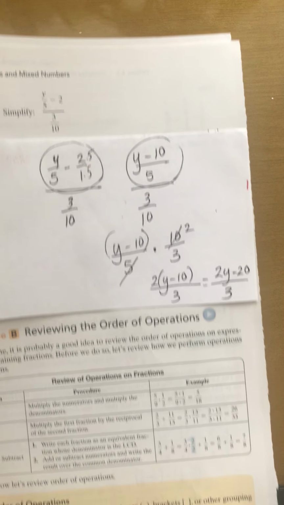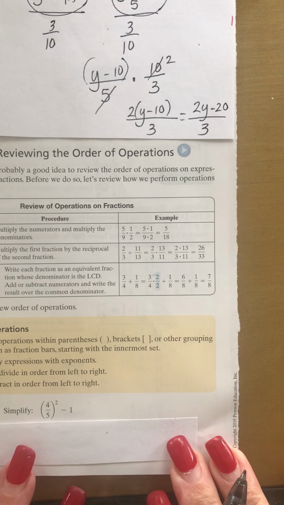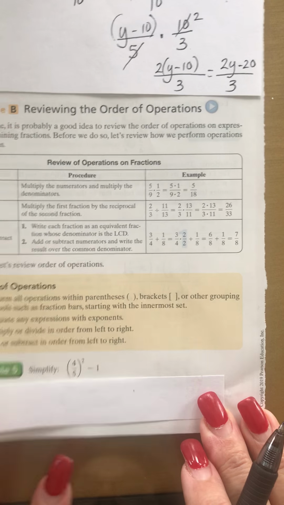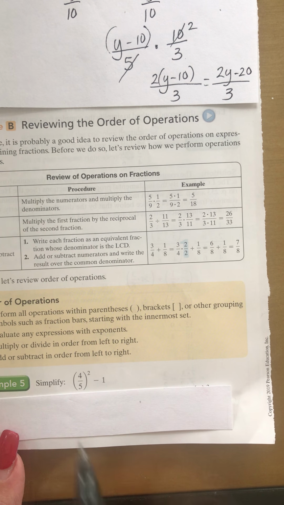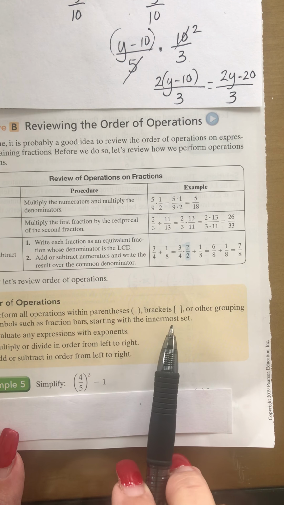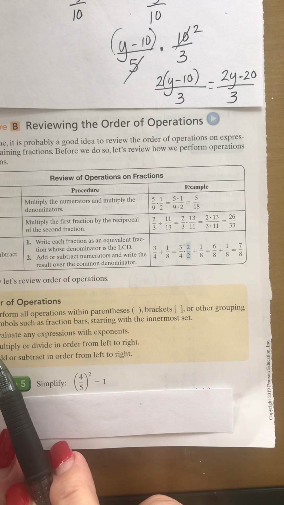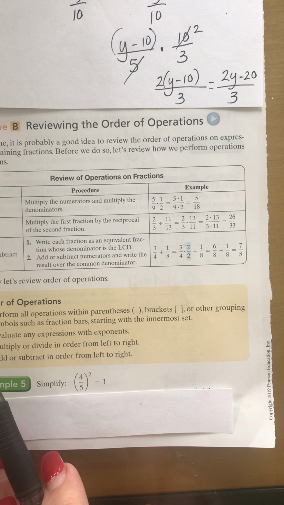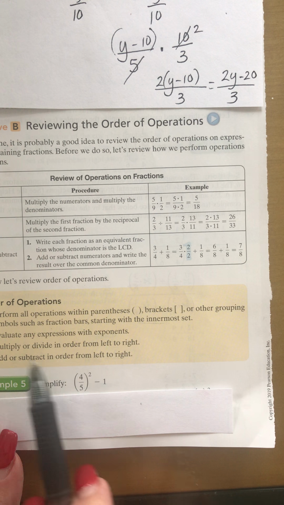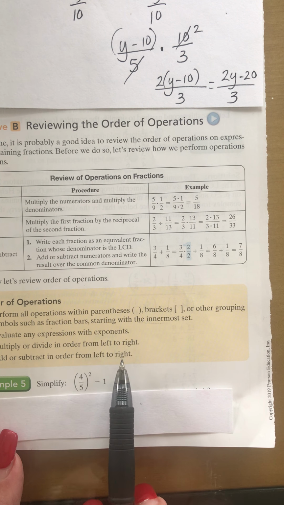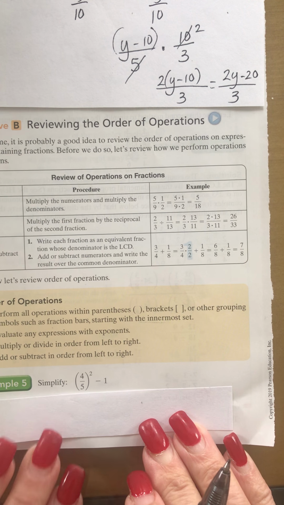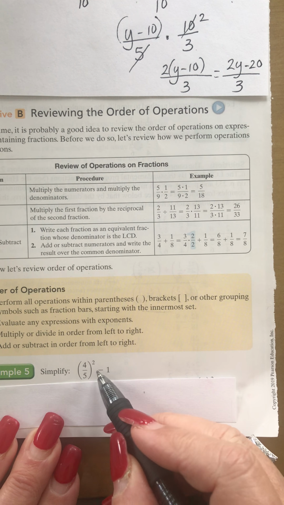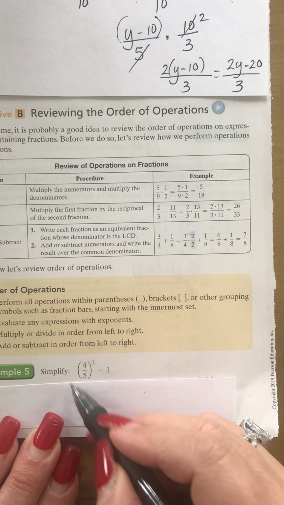Okay, the next objective is order of operations. We are going to do order of operations with fractions. So remember, you always do what's in parentheses first, then exponents, and then your multiplication and division go left to right, and adding and subtracting left to right. So for this first example, 4/5 squared minus 1, this is an exponent.